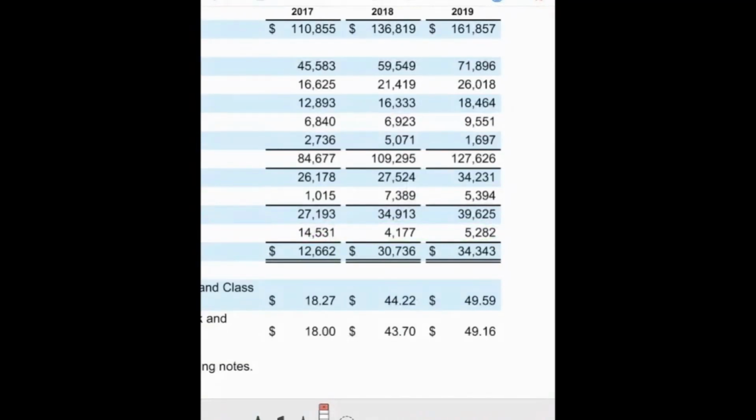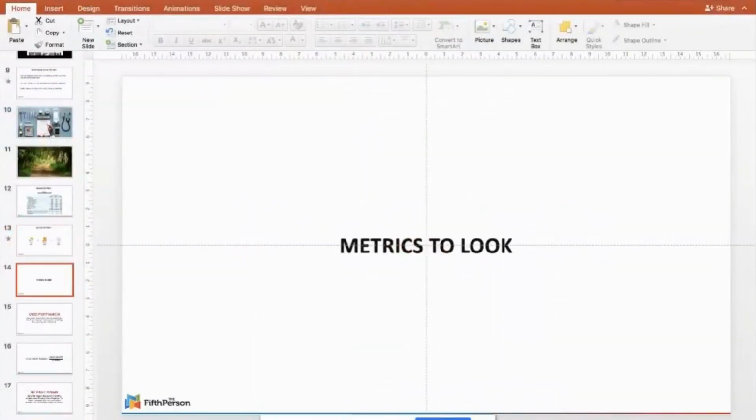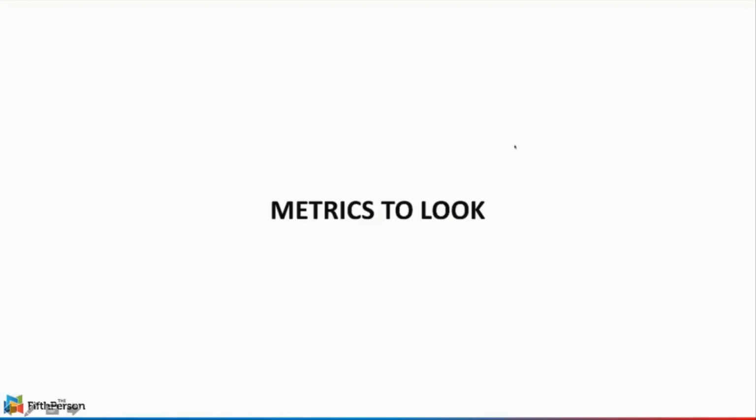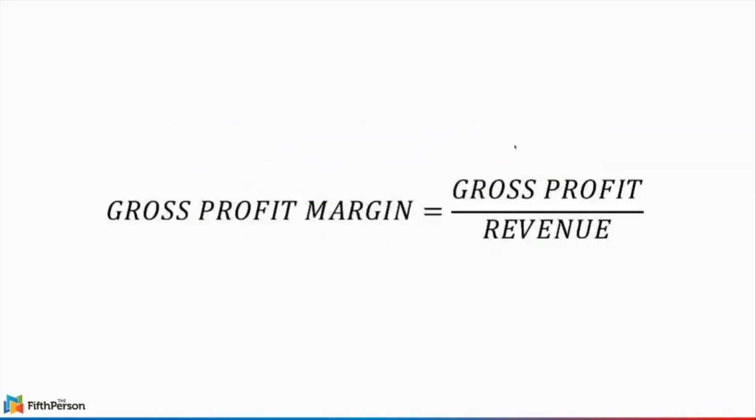So that as a whole is your income statement. Every line that I explained to you. So right now, let's move back to what we call the metrics. Inside the income statement, these are some of the metrics that I always look at. First is what we call gross profit margin. The gross profit margin measures the percentage of the company's revenue after deducting the cost of goods sold, which just now you already calculated as the gross profit. So we're going to take the gross profit divided by the revenue. That is the formula for gross profit margin.